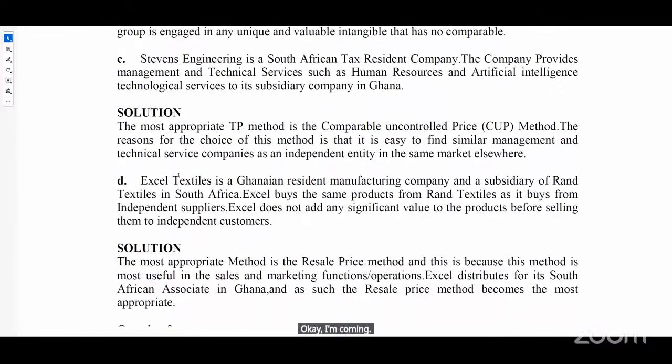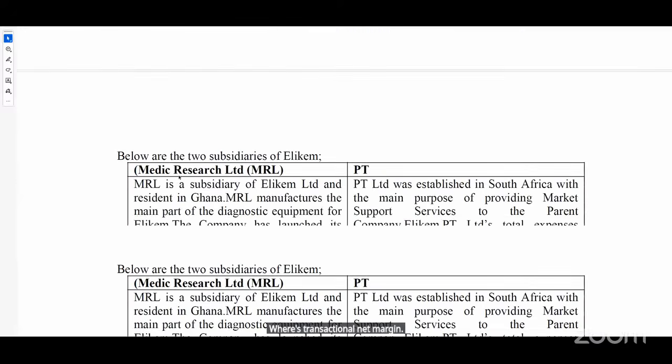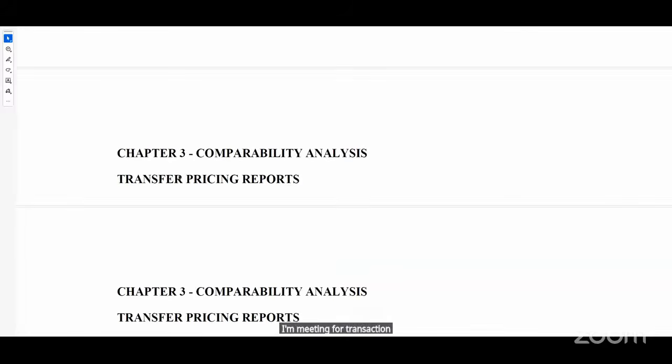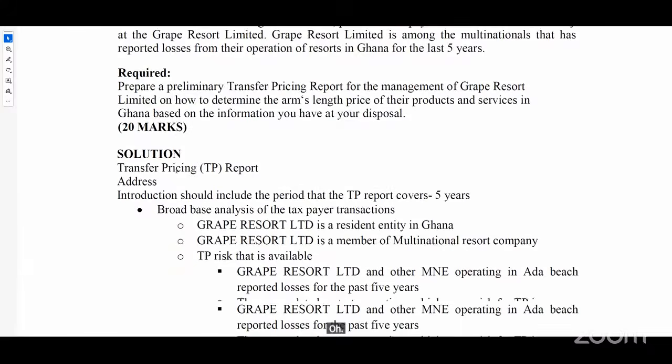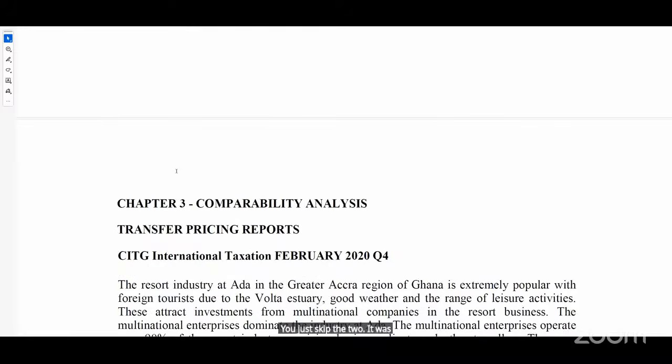Where's transactional net margin? I'm looking for transactional net margin. You just skipped it too. It appeared, but you just moved to the next one.